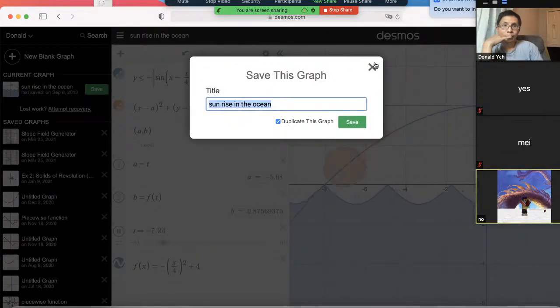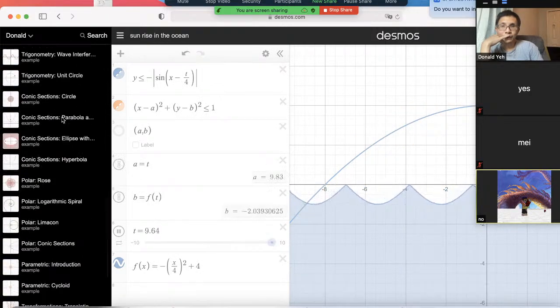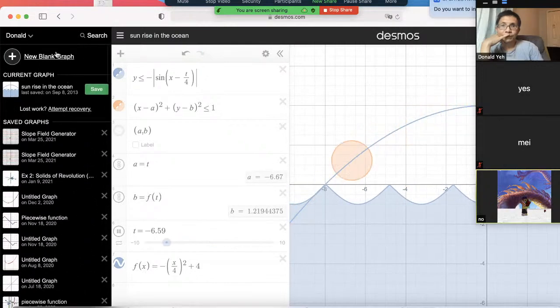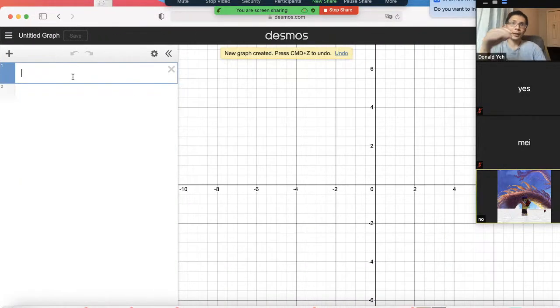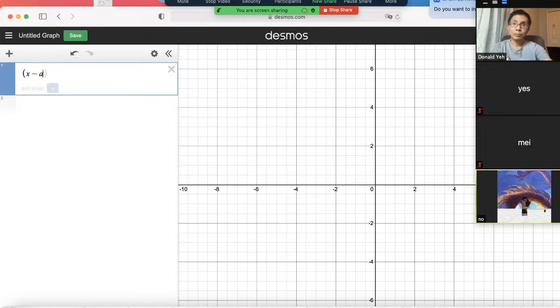Why doesn't that work? Where's my graph go? Did I save it? Nope. Let's try again. So let's just try a minus x minus a, plus y minus k, and then square. Oh, I know why. Is less than. Alright, now I did it.